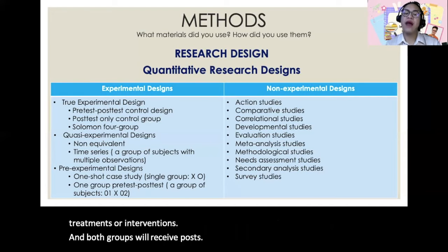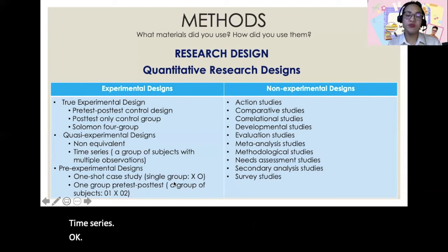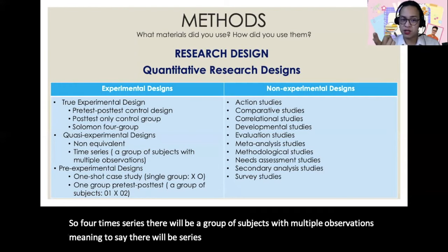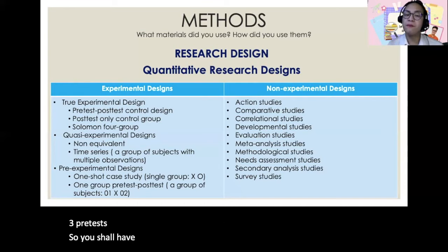Okay? Now, time series. For time series, the same thing. We have your experimental group. Okay? So, for time series, there will be a group of subjects with multiple observations. Meaning to say there will be series of tests. So you will be given them, for example, 3 pre-tests. So you shall have also 3 post-tests. Okay, so that's the idea behind time series.